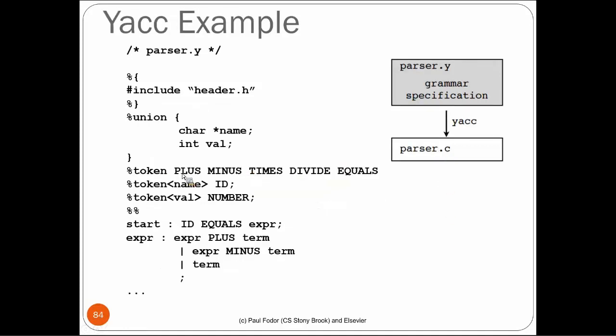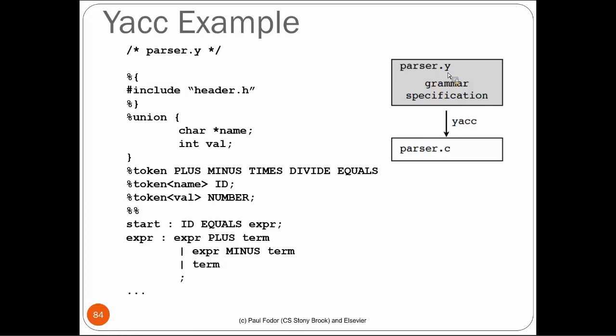Yacc is very similar. We take as input the possible tokens, and we write the production rules that specify that the start symbol is an ID equal expression. The expression could be an addition, subtraction, or a term. A term could be a number or an ID, and so on.